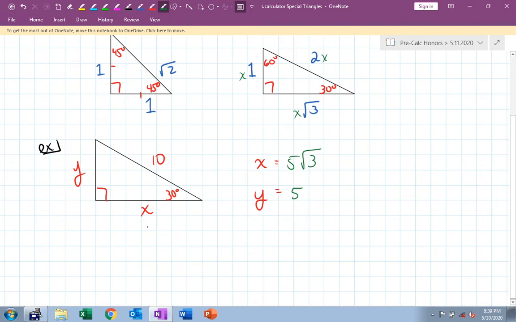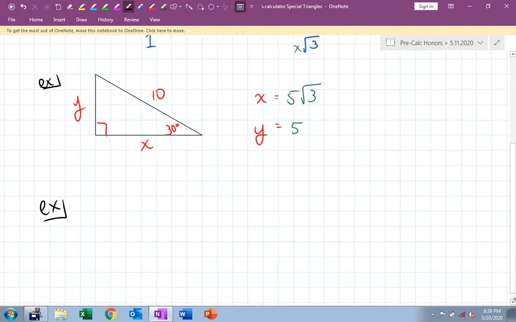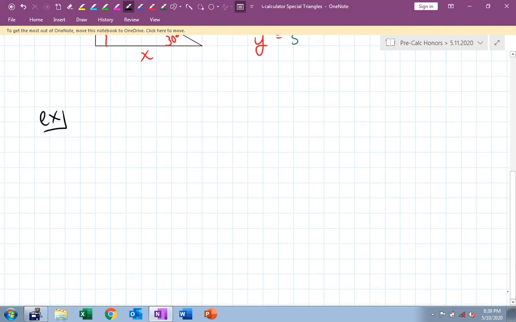Alright, so let's try another one. I'm going to go this way now. And we'll connect the dots. Bam. Alright, so let's say we have a 60 degrees up here. Alright, and we'll do X, Y, and 12.